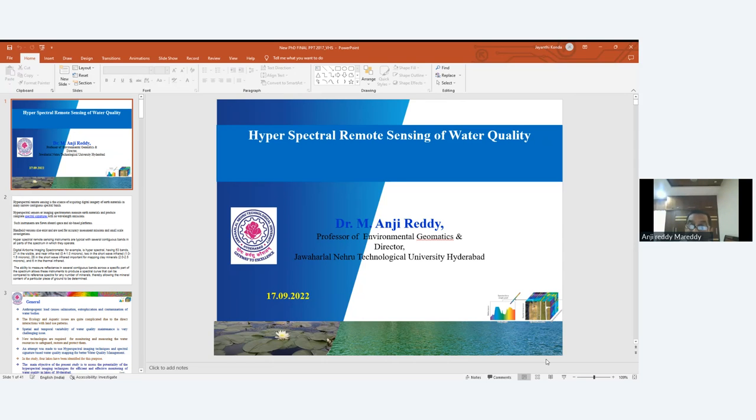This is also one of the projects sponsored by the Ministry of Environment, I think. It was five years back, and one of my PhD students did research in this area. She did hyperspectral remote sensing, specifically water quality mapping, looking at how spatial distribution maps can be generated by using hyperspectral remote sensing data and in situ data collected. This is what I am going to present.